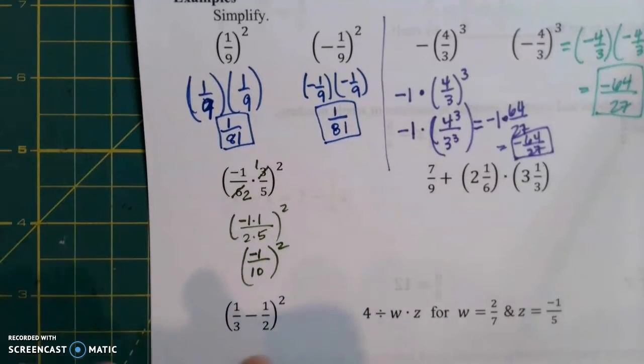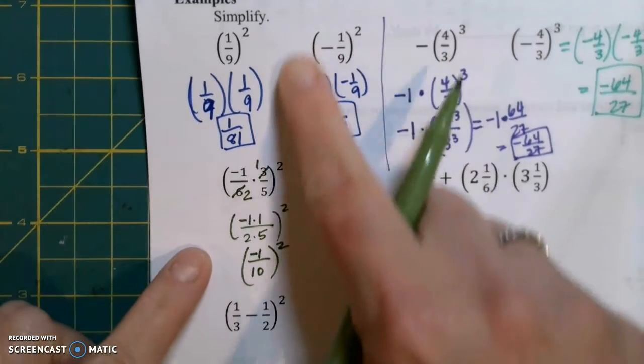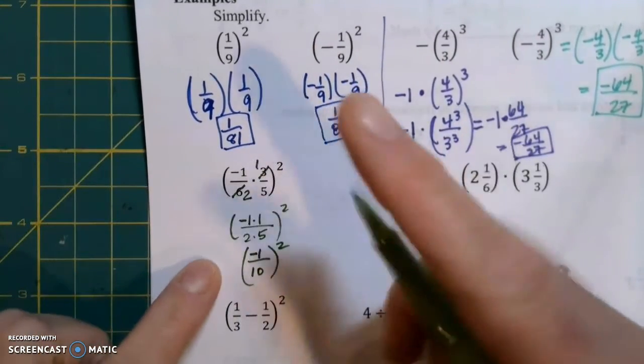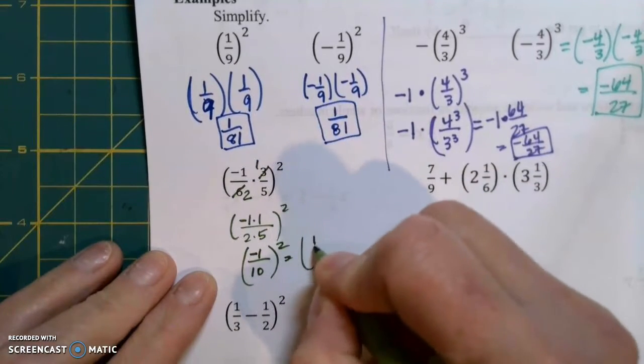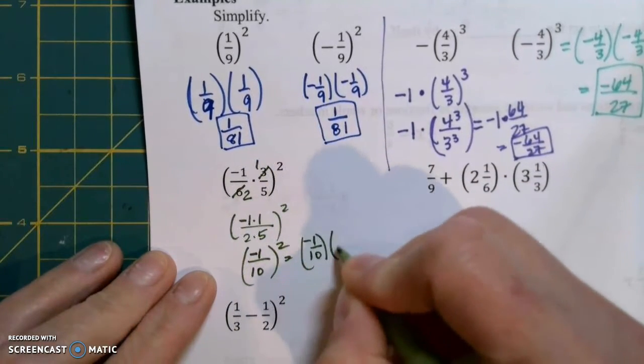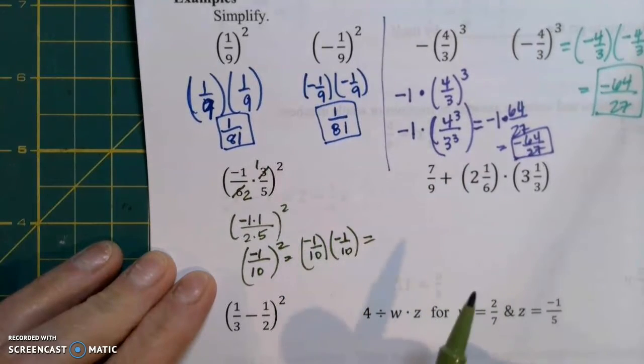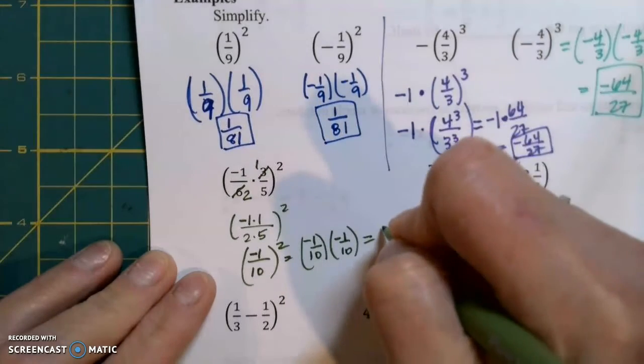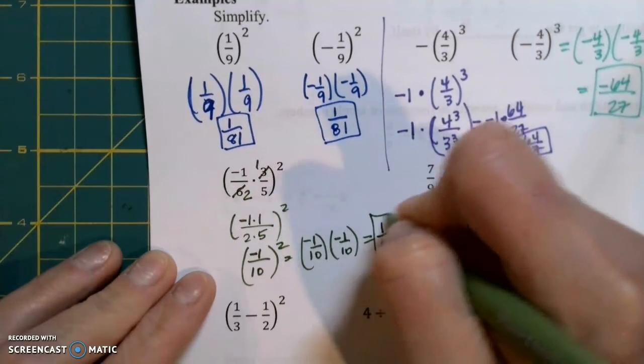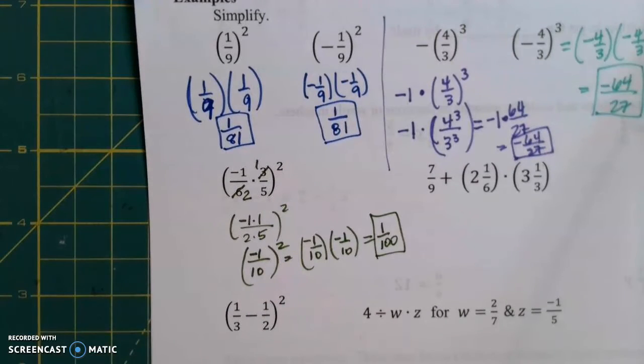And notice again, it's all inside the parentheses. So it's going to be like this situation up here with the negative 1/9, where we're thinking negative 1/10 times negative 1/10. And those negative signs are going to cancel out because we have an even number of them. They are going to cancel each other out, and we just end up with 1/100th.